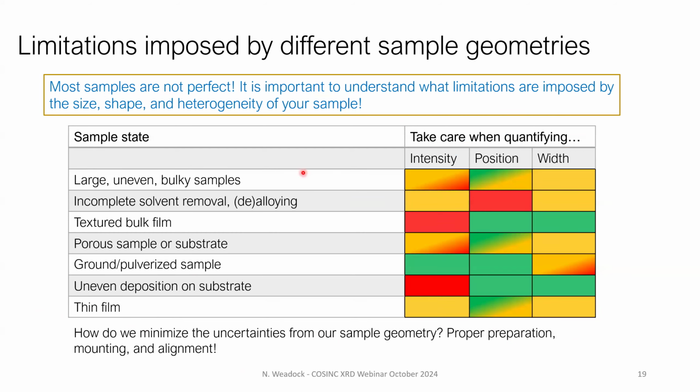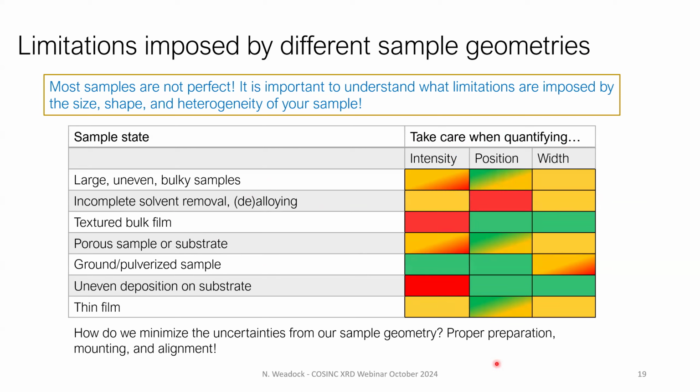So for bulky samples, peak positions can generally be pretty reliable, but the peak intensities and their ratios and the peak widths can be affected by the sample geometry. If you have a sample that was prepared and you didn't remove all the solvent, or you had some dealloying, your peak positions will be suspect. A textured film will give you peak intensity ratios that aren't optimal.